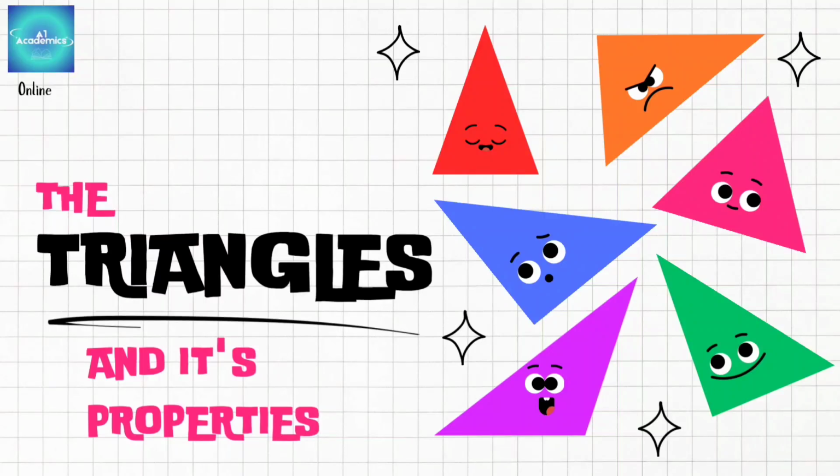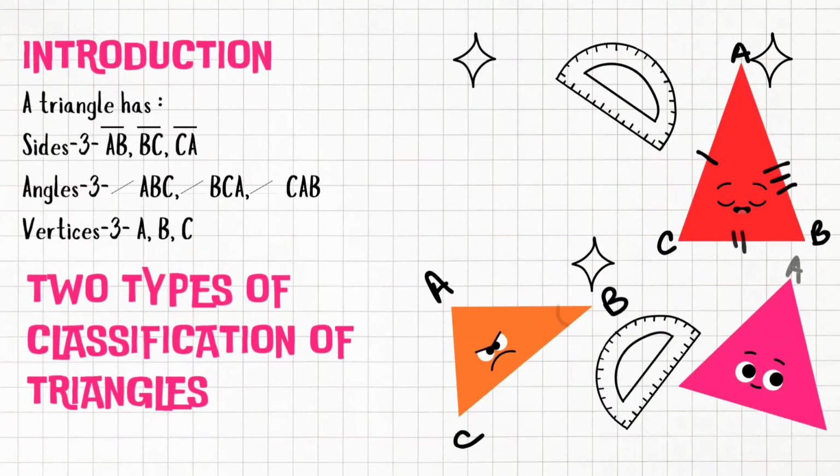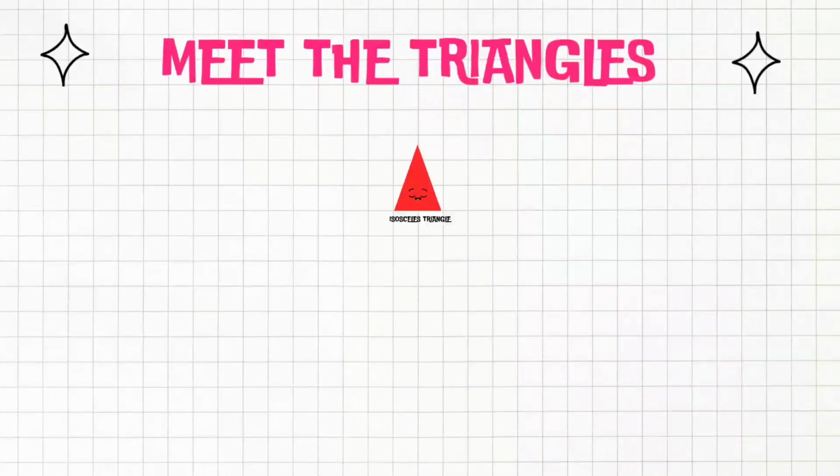Hello everyone. Today we are going to learn about the triangle and its properties. When understanding a triangle, one should know about the elements. A triangle has three sides, three angles, and three vertices. Here, vertices is a plural for vertex. The six elements of a triangle are the three sides and the three angles.